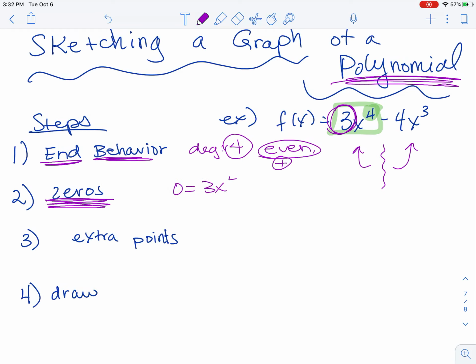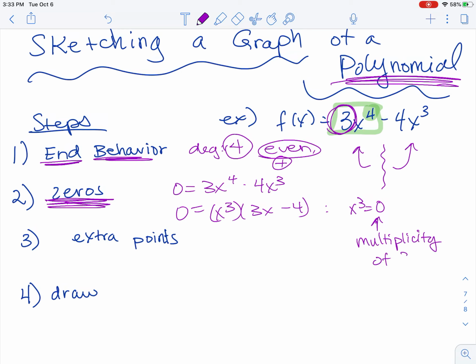Then we find the zeros. So we know the zeros here will be 0 equals 3x to the 4th minus 4x cubed. We're going to factor. And we get this set equal to 0. So we have our answers. Now remember, when x cubed equals 0, that means it hits what's called a multiplicity of 3, meaning x cubed means it hits that 0 essentially three different times. So we have a multiplicity of 3 at x equals 0.